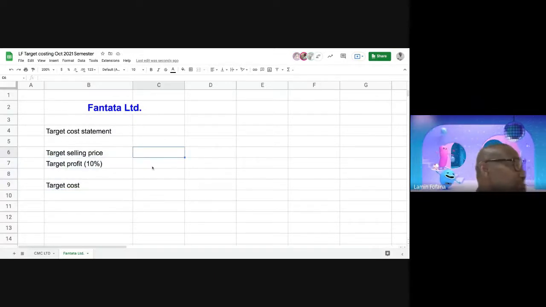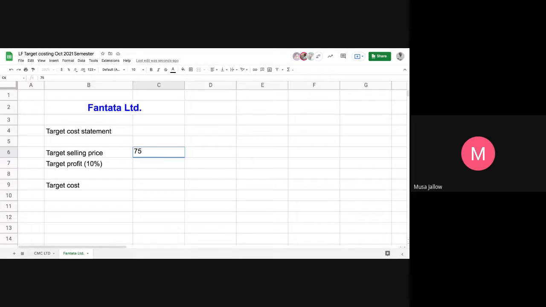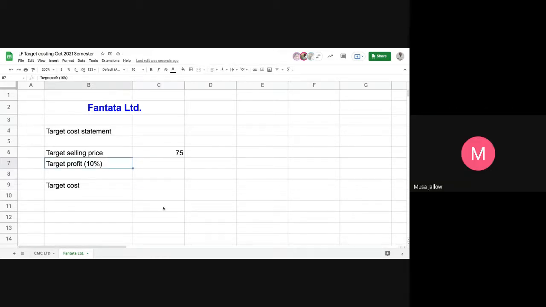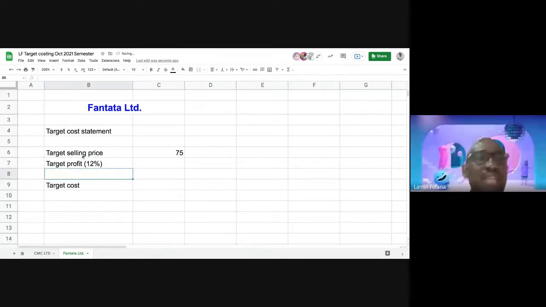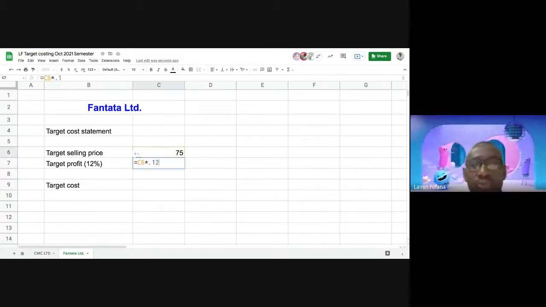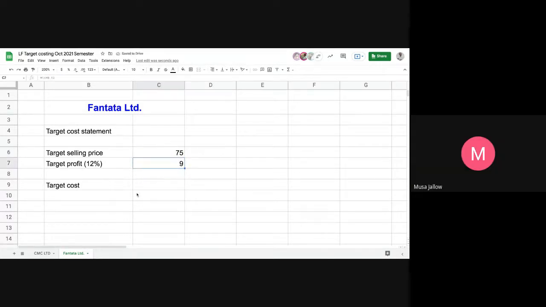So what's the target selling price according to this question? Can you check what's the target selling price? 75. Right? And what is the profit margin percentage according to the question? 12%. That's right. Excellent. So the target profit is 12%. Now let's calculate 12% on this. We press equals, we multiply by 0.12. And that gives us 9, isn't it?